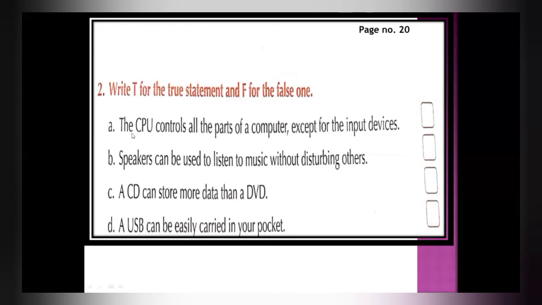So number A is, take your pencils and do it with me. The CPU controls all other parts of a computer except for input devices. So is it true or false? It is false because the CPU controls input and also output devices.